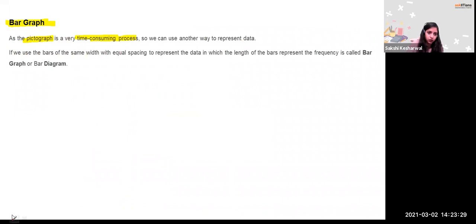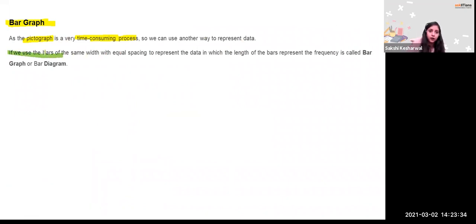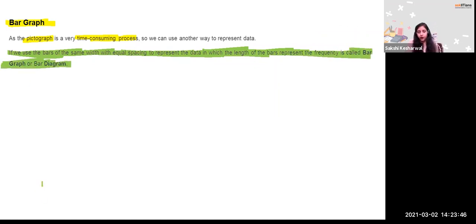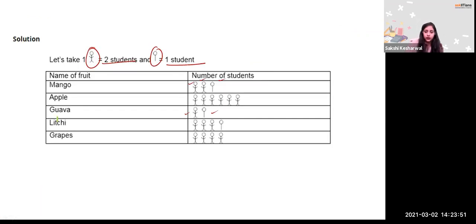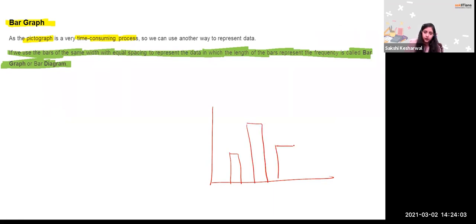So let me change the color. And this is the actual definition of the bar graph. If we use bars of the same width with equal spacing to represent the data, in which the length of the bar represents the frequency of the data, it is called a bar graph or a bar diagram, right? You will have seen this in many places, in the movies or various other places, such bars made like this. So these are the representations.